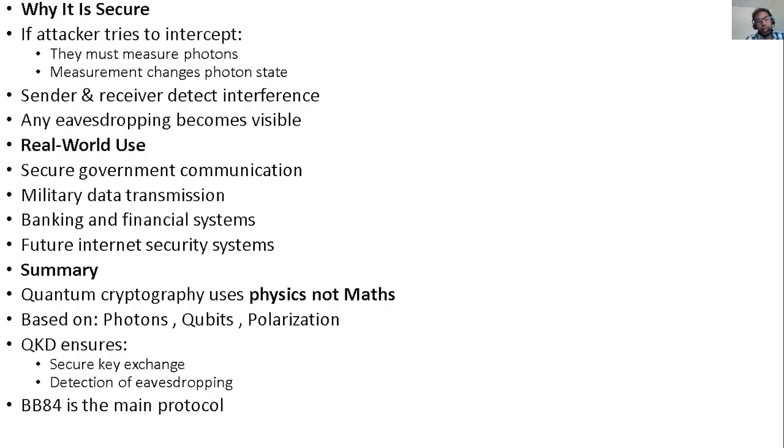Basically, what is the difference in quantum? It uses physics, not math. It is based on photons, qubits, polarization, and QKD: key distribution, secure key exchange, and detection of eavesdropping, with BB84 as the main protocol. That's it for chapter 2. Next, we will go to chapter 3.